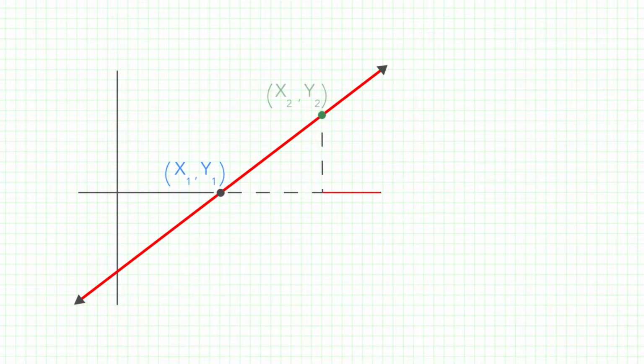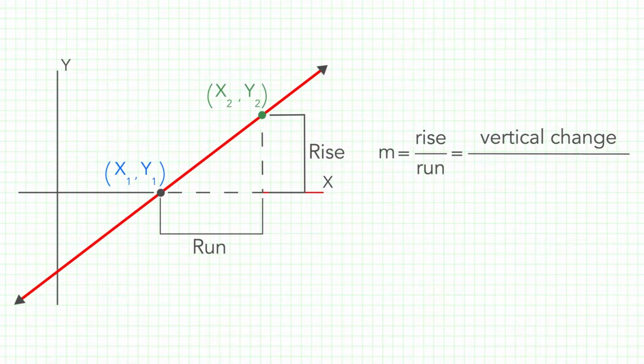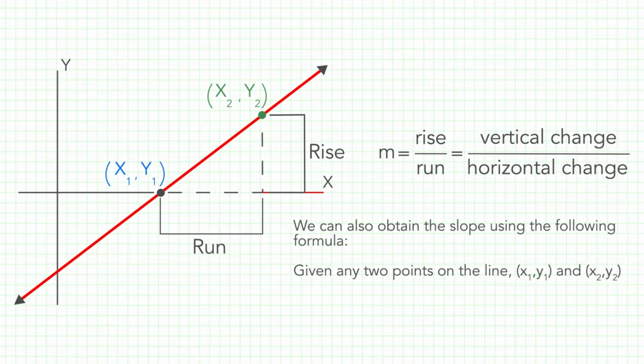The slope of a line, denoted as m, is the ratio of the change in y over the change in x. An easy way to remember this is rise over run. m is equal to rise over run and is also equal to vertical change over horizontal change. We can also obtain the slope using the following formula. Given any 2 points on the line, (x1, y1) and (x2, y2), m is equal to (y2 minus y1) over (x2 minus x1).